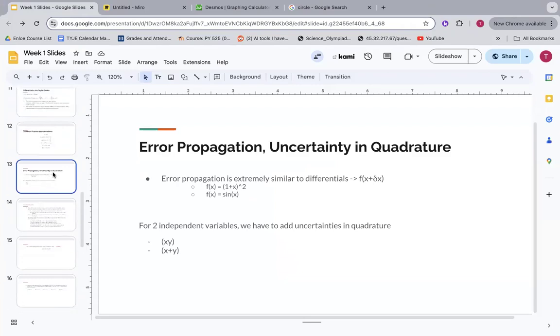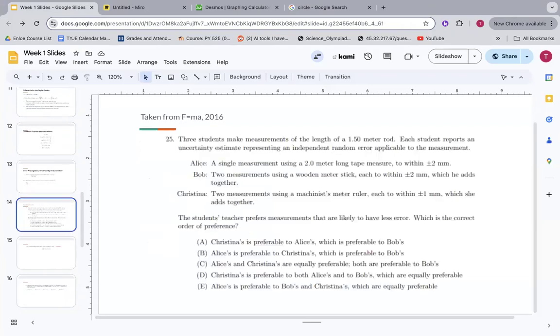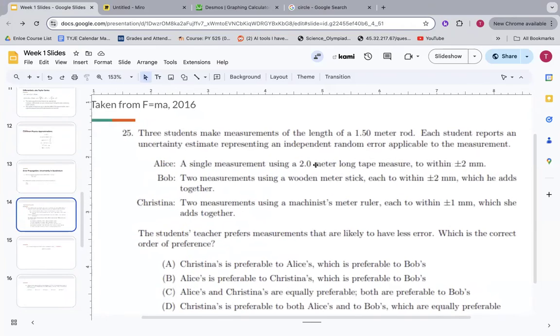So, error propagation is going to be on the F equals MA. So we're just gonna go over it really quickly here. So error propagation just means, I'm just gonna go over the example. Three students make measurements of the length of a 1.5 meter rod. I'm just gonna do Alice's error, and we're not going to do the rest of it.